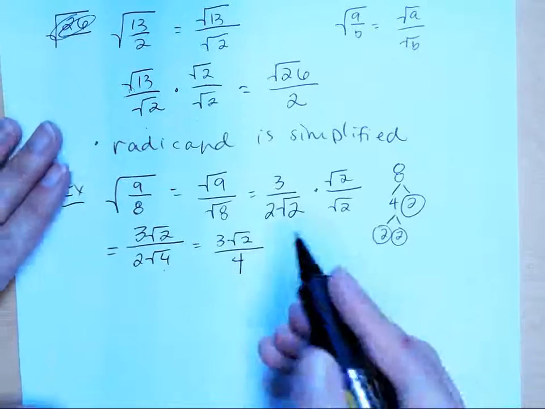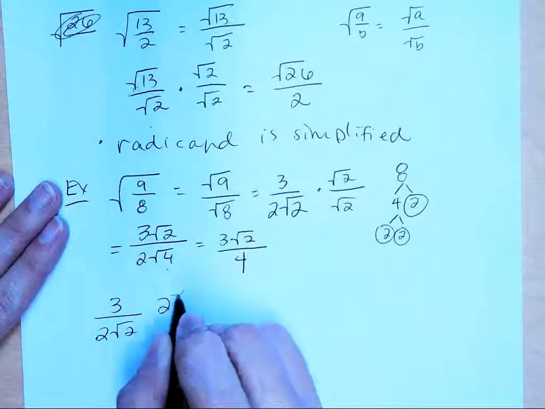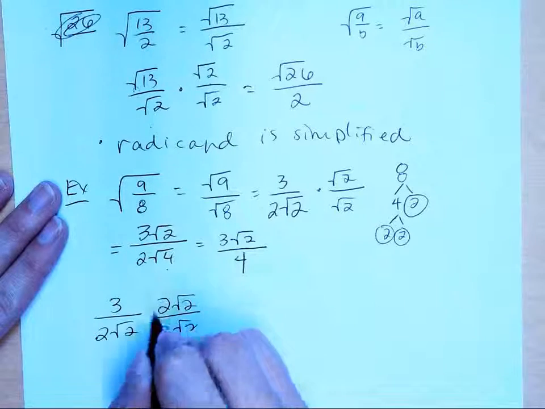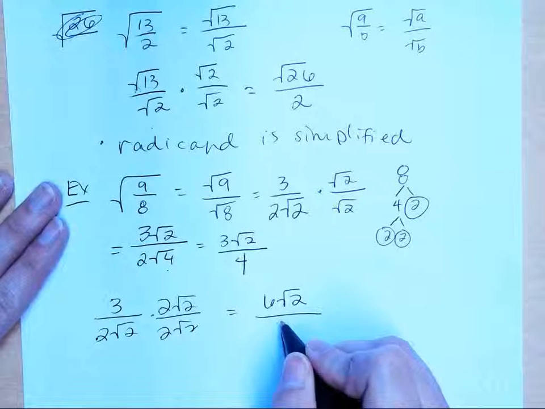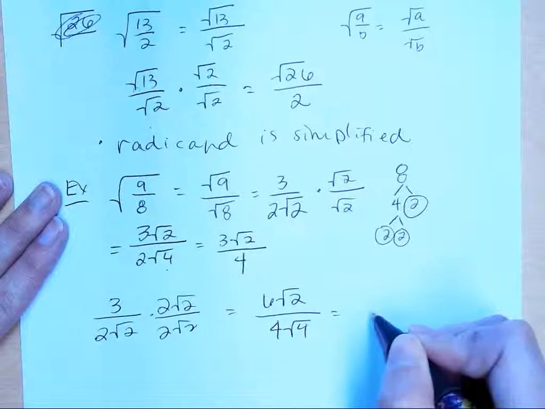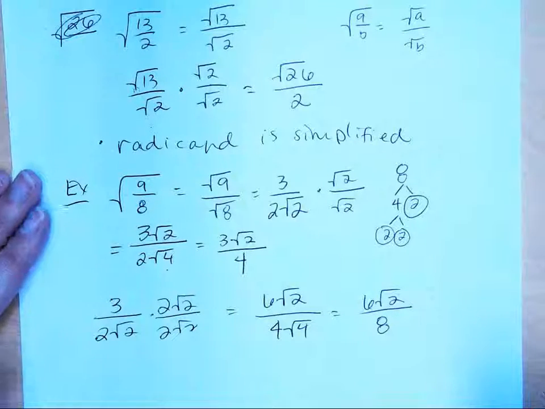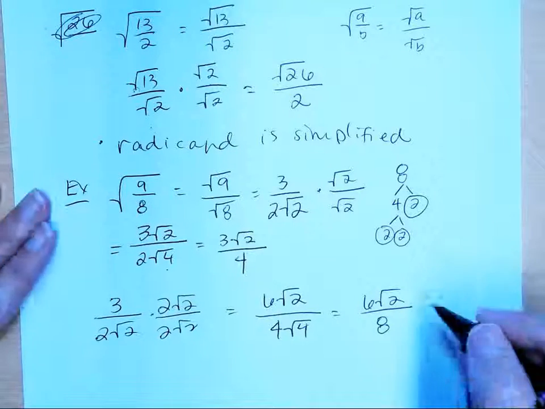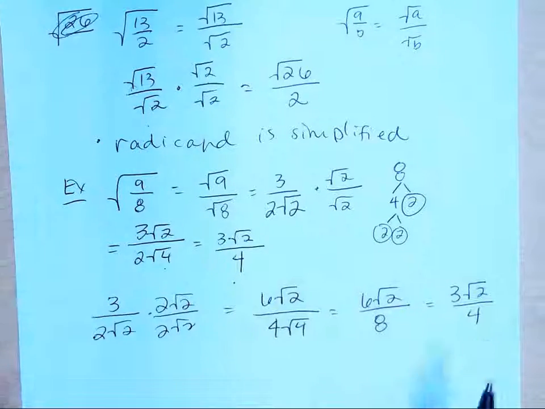And just because you should see this, if you did 3 over 2 root 2 and you multiplied by 2 root 2 over 2 root 2, you're going to get 6 root 2 on the top over 4 times root 4, which is going to be 6 root 2 over 8. And then see how you can reduce the 6 to the 8? You can reduce this to 3 root 2 over 4, which is what we already got. So either way actually gives you the same answer. One of them you just have to simplify a little bit more. But whichever way you're most comfortable doing this is fine.